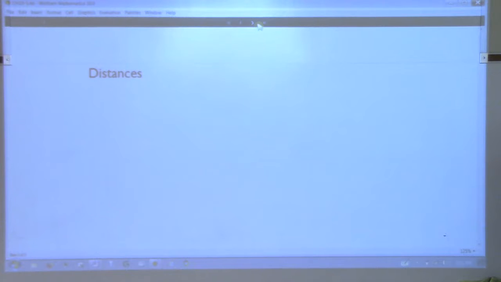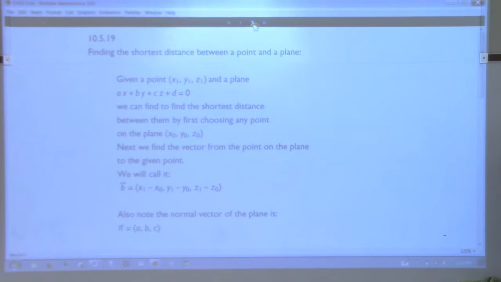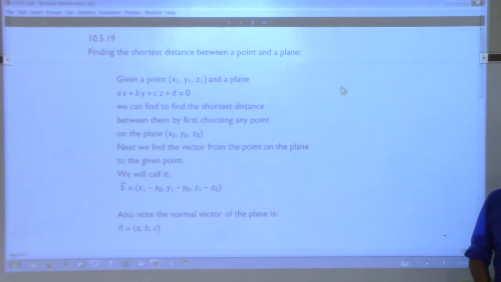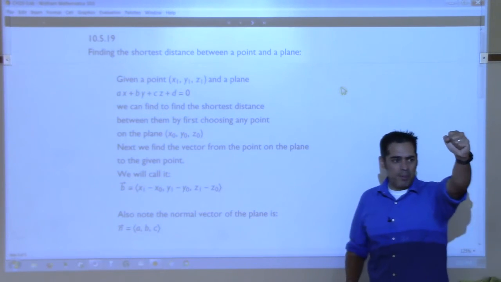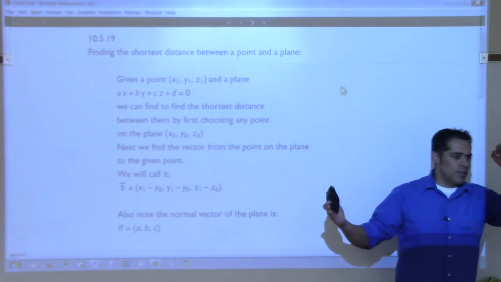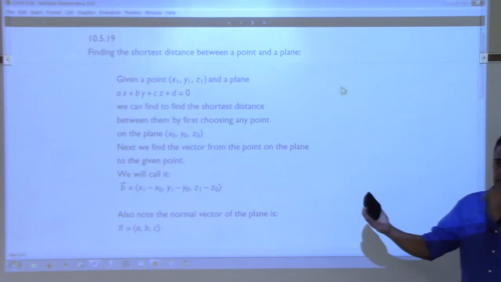Last topic of this section. There's two main things we're going to do right now. Hopefully, I don't know how much in 9 minutes, but this is the first of the two things. We won't talk about the other one. We're interested in finding the shortest distance between a point and a plane. Somebody gives me a point in three-dimensional space. Somebody gives me a plane in three-dimensional space. Measure the shortest distance between that point and that plane.